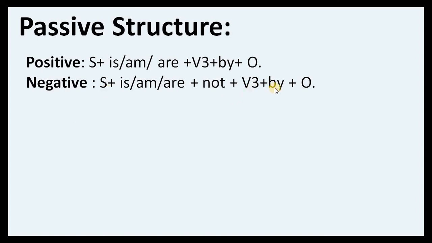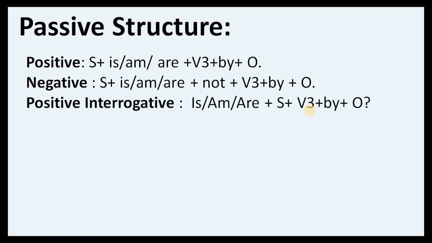Then V3 plus by plus object. The object remains the same, but "by" is not compulsory. In most cases we use it, and in most cases we don't. It depends, because if the communication is in a sense clear, then there is no need to use "by". Like, "This work is done." So we know by whom the work is done. Right.